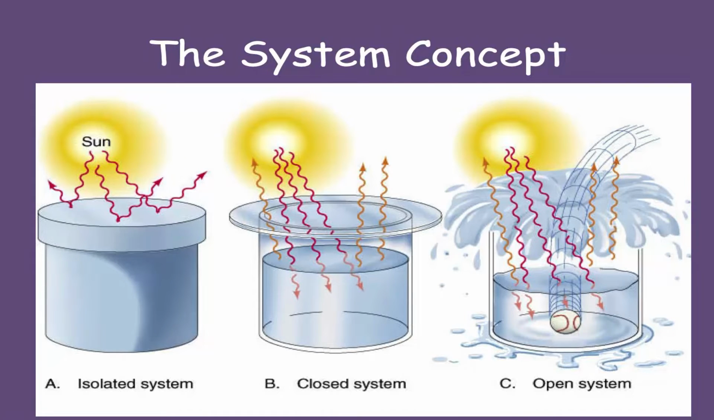Now the system concept, taking the earth as a whole. First of all, let us look at what we see as a system. We may have an isolated system, a closed system, or an open system. What are these different types of systems we are talking about? And then we will look at the earth as a system, whether it is an open, isolated, or closed system.